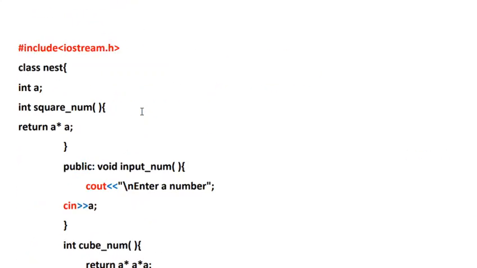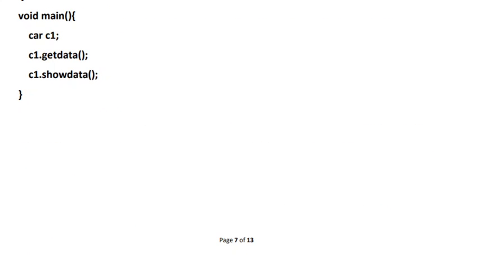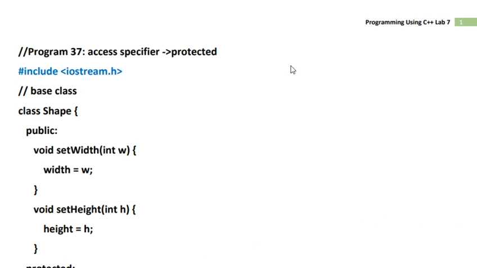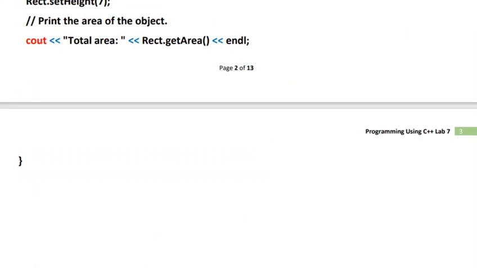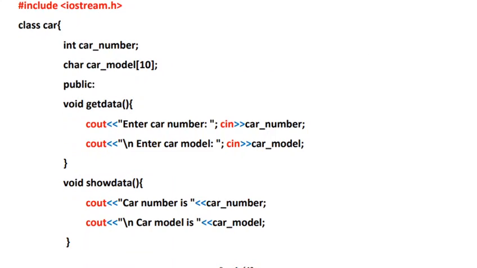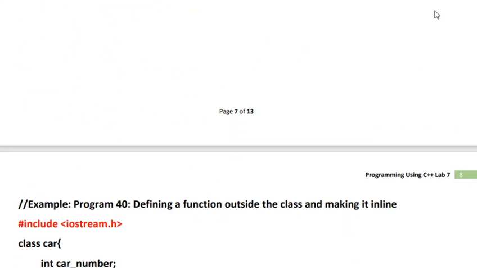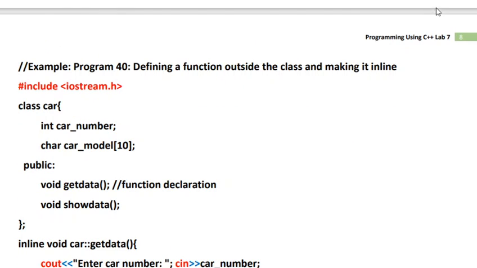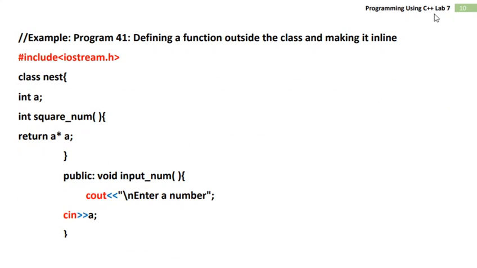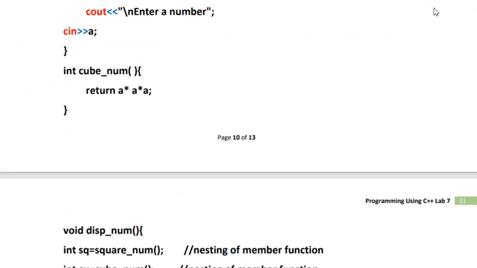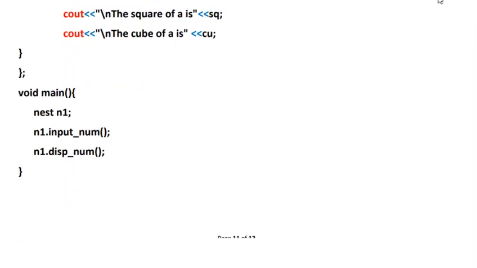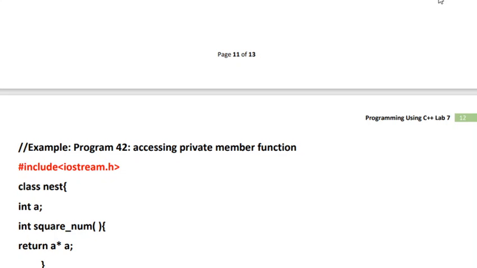Now in this class, we have learned about the access specifier protected. We have learned about defining a function inside the class, defining the function outside the class, and making the function outside the class an inline function. Then we have learned how to access private member functions in a class. We have cited two examples and tried to understand how to access it.